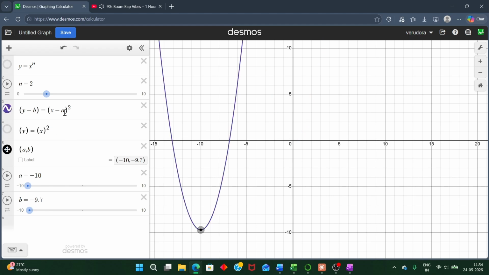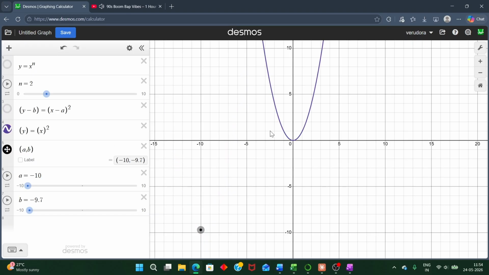What values of a and b do I give for it to become a true statement? So the most obvious thing is, let us first try to make x equal to 0. So if you want to make x equal to 0 at this point, the x coordinate of this is currently minus 10, right? So basically I want to subtract this value.